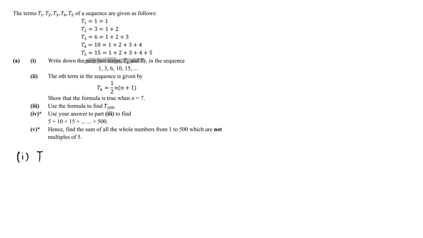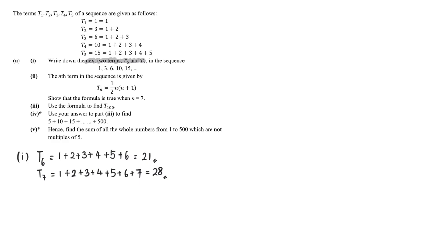Then T6 will be equals to 1 plus 2 plus 3 plus 4 plus 5 all the way until 6. This will give me 21. T7, I just need to add all the way until 7. So part 1 is done.